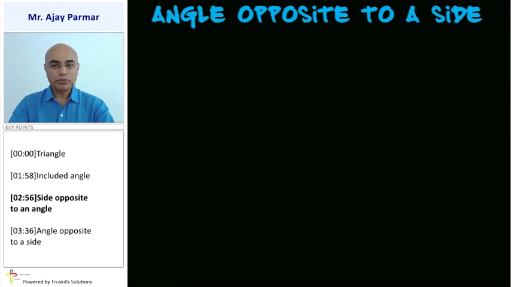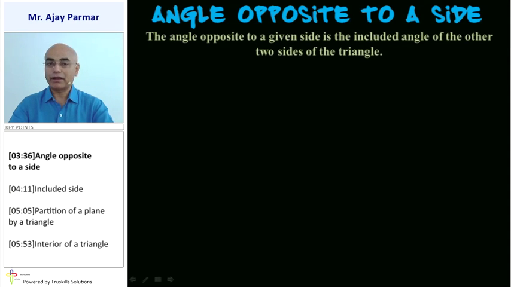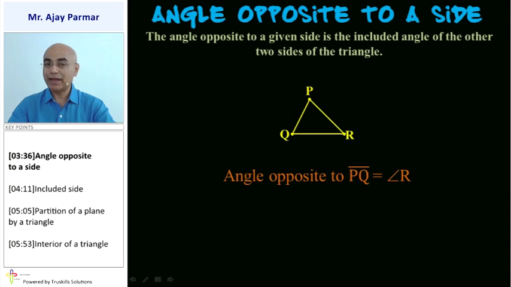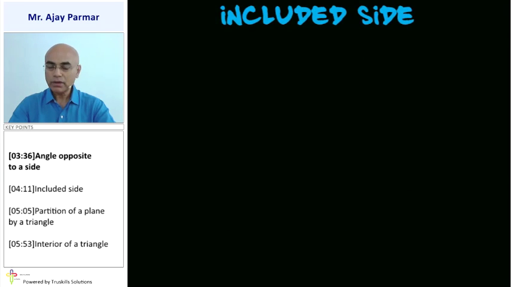The angle opposite to a given side. The angle opposite to a given side is the included angle of whatever the remaining sides. If I give you for triangle PQR, the angle opposite to line segment PQ, that will be angle R. Angle opposite to line segment QR, that would be angle P. And the angle opposite to line segment RP, that is angle Q. So, we can write down the names of the angle opposite to the given side very easily.